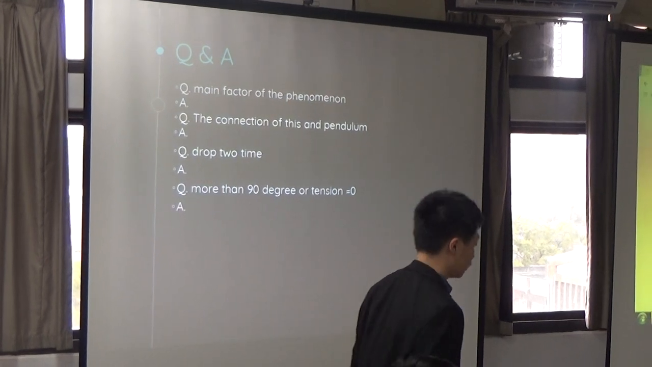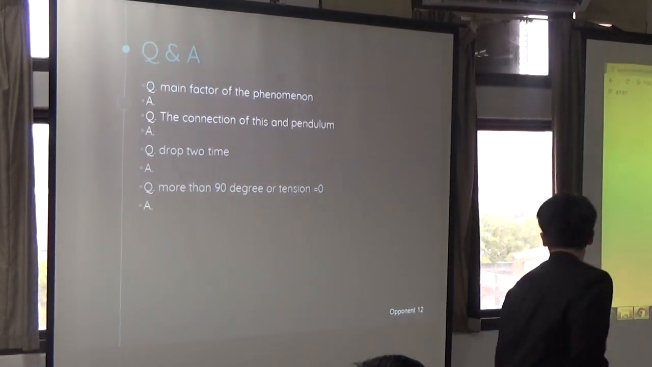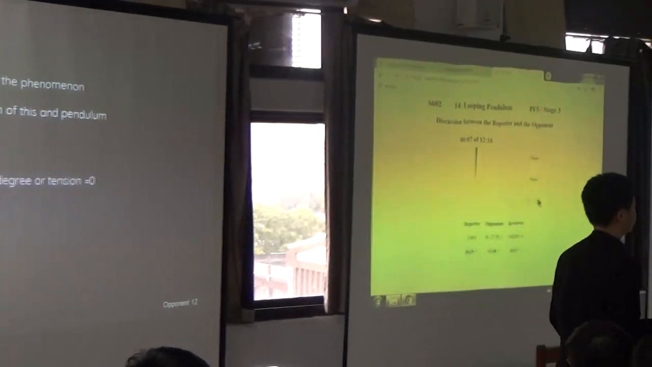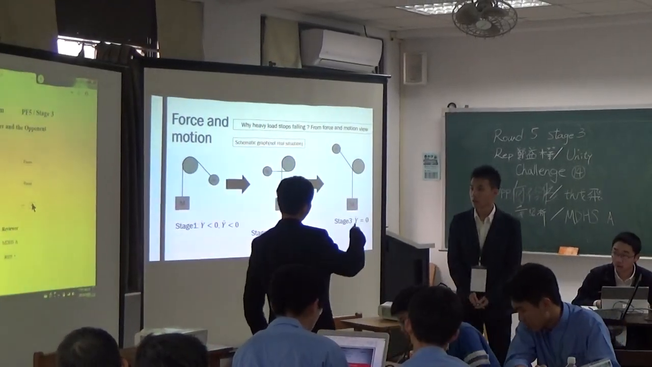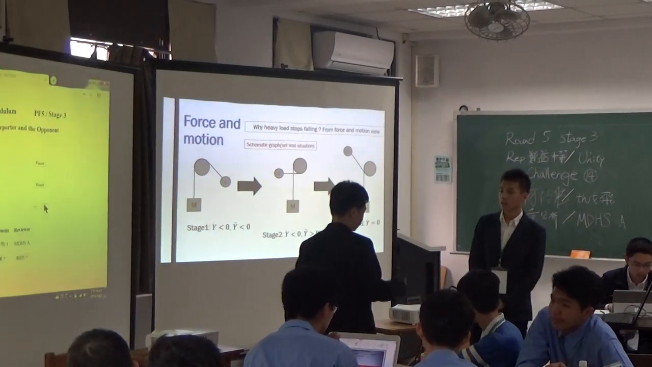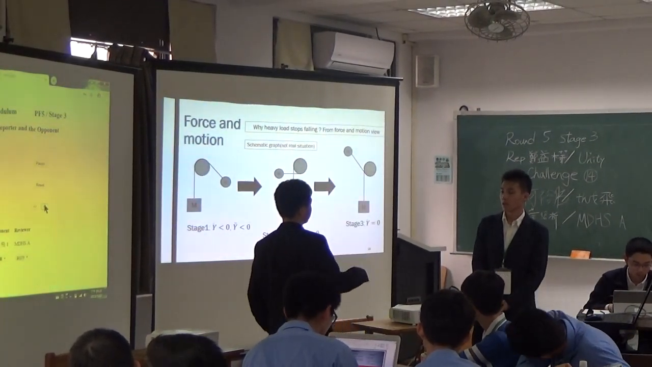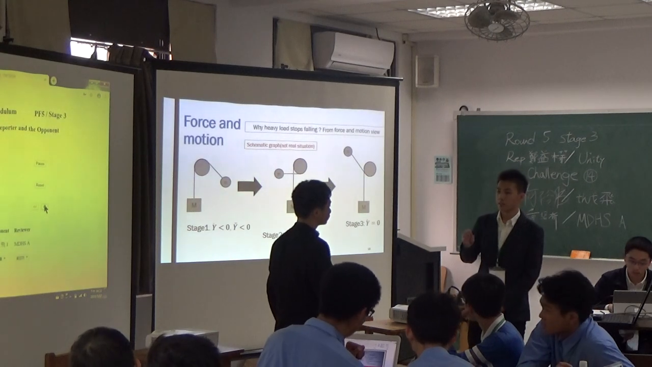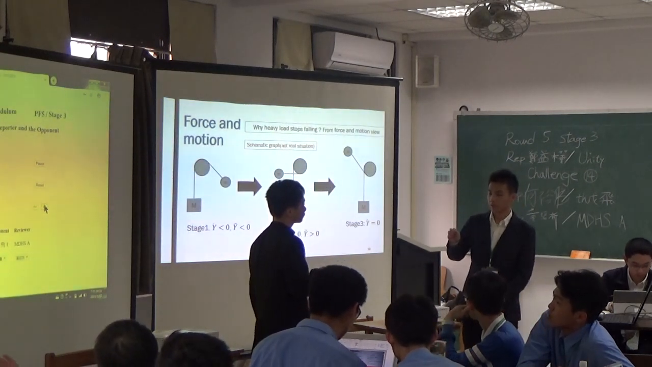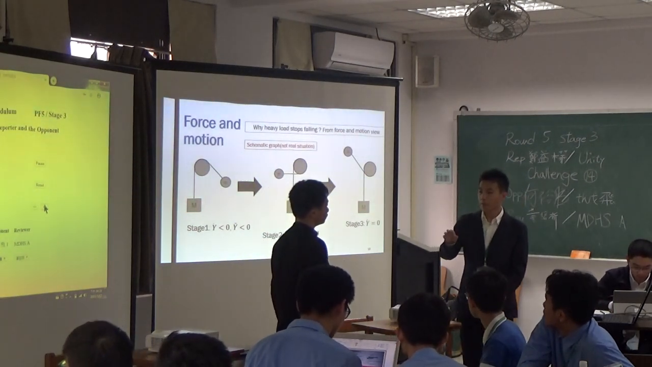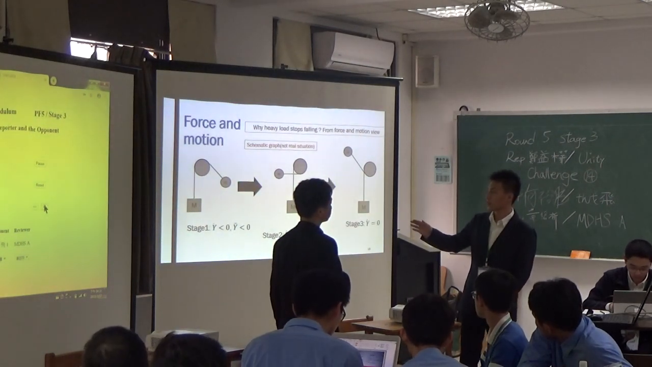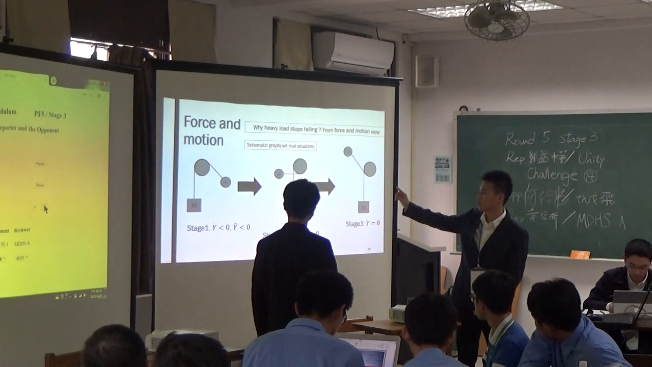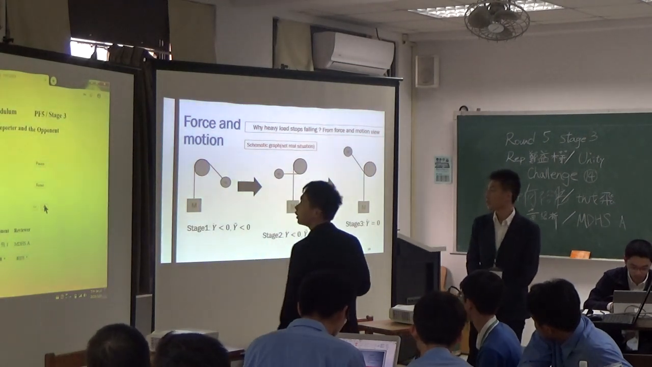So first of all, I would like to ask, what is the main factor of this phenomenon? If something were absent, this phenomenon could not exist. I think it's friction. If the rod is slippery and there is no friction on it, the heavy load won't stop, so the light load won't have the strength to sweep around the rod. Okay, and next.